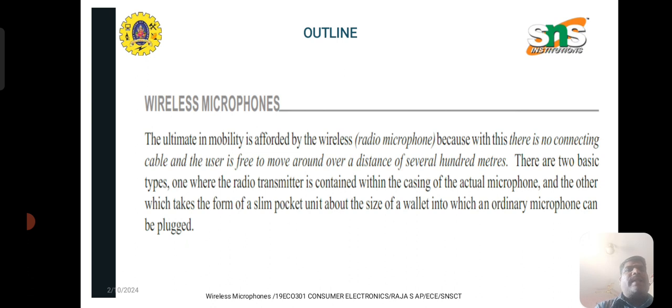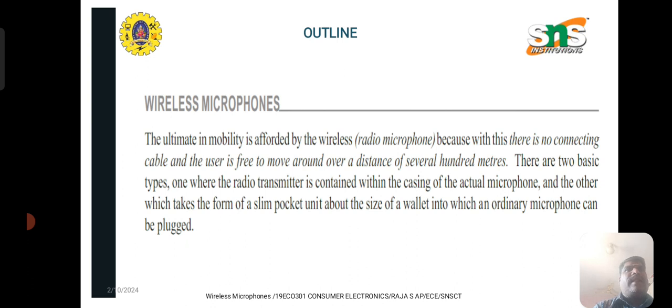There are two basic types. One where the radio transmitter is contained within the case of an actual microphone, and the other which takes the form of a slim packet unit about the size of a wallet into which an ordinary microphone can be plugged. So based on this we know that two types of wireless microphones are available.